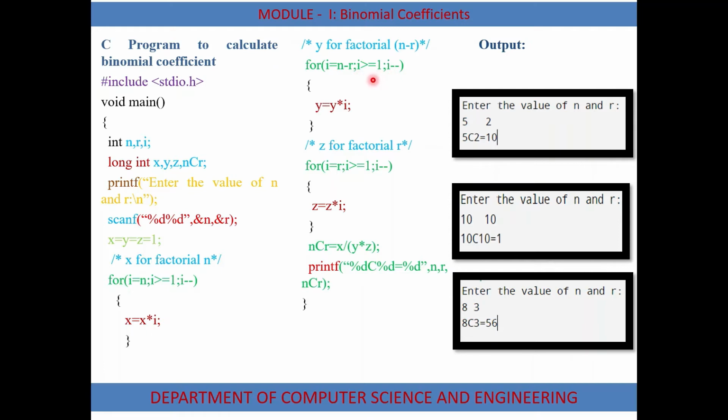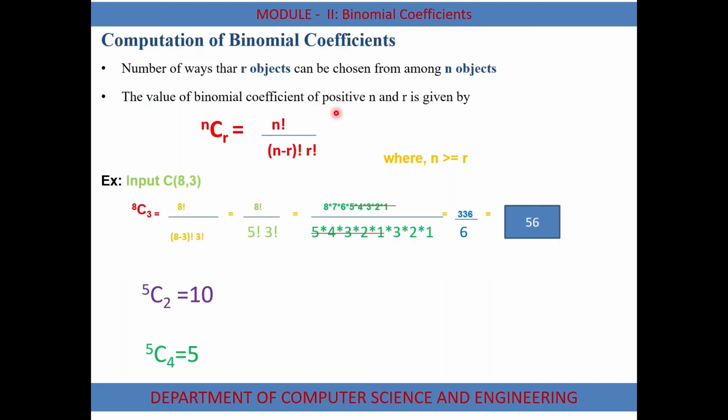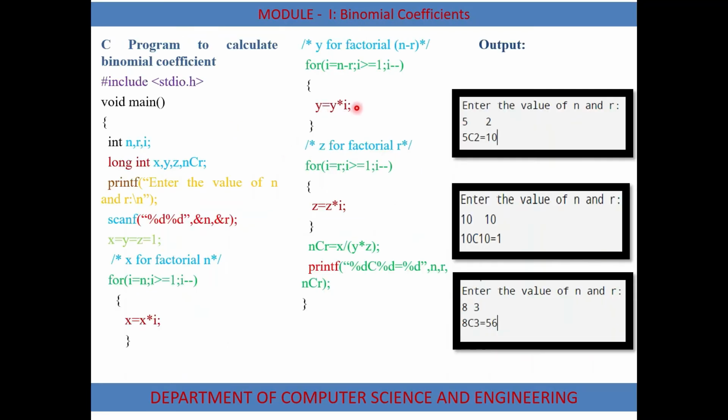Again check the condition. Is 0 greater than or equal to 1? No, false. Now the final value of y is equal to 6. That is nothing but n minus r factorial. This term is 6. See, if you consider this formula, 5C2, 5 minus 2 factorial, that is nothing but 3 factorial. What is 3 factorial? 3 into 2 into 1, that is nothing but 6. Right. Now, using this concept, we got the value of y, that is n minus r factorial, is equal to 6.